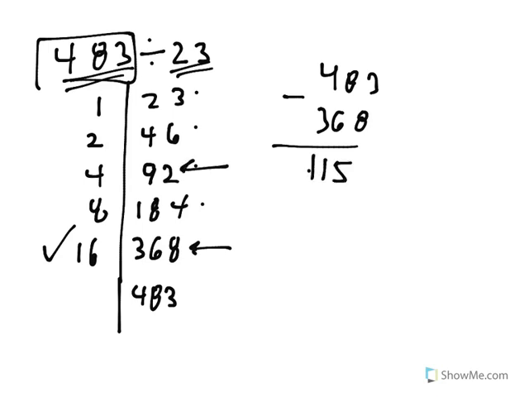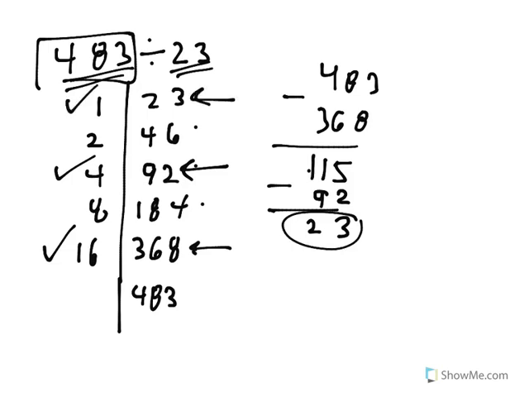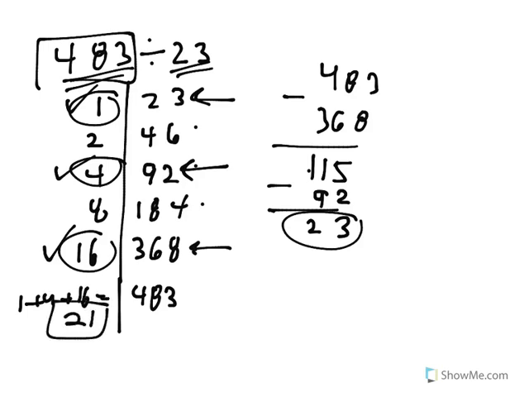Now you look on the list for the biggest number that's still less than 115, which is 92. And we're going to use that. And then we got pretty lucky there. It seems 23 is right there on the list. So then our answer is what we get when we add together these 3 numbers. And 21 is the answer to this question.